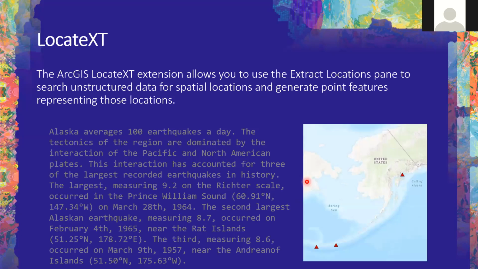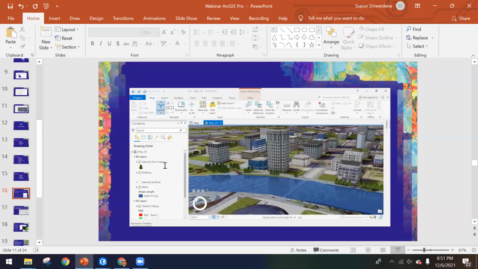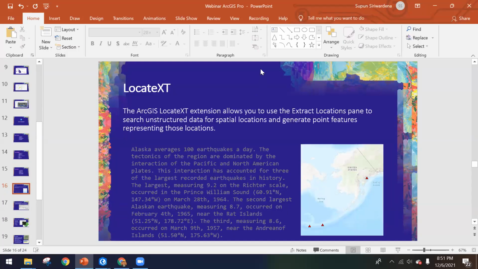Right. So we will go through a few extensions with the limited time. First I will go to the extension called Locate XT. Locate XT is an extension with which we can extract data from unstructured platforms. What is the meaning of unstructured? Maybe from a document, right? So here you can see a text. I can copy this text. Let's copy this.